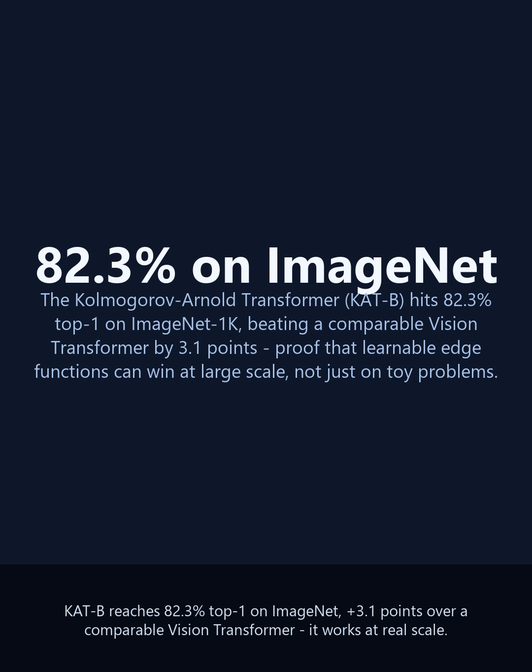Does it actually work at scale? Yes. The Kolmogorov-Arnold transformer, CAT-B, reaches 82.3% top-1 accuracy on ImageNet, beating a comparable vision transformer by 3.1 points. That is real evidence that learnable edge functions can compete with, and even beat, standard architectures on a hard, large-scale benchmark, not just tiny toy problems.